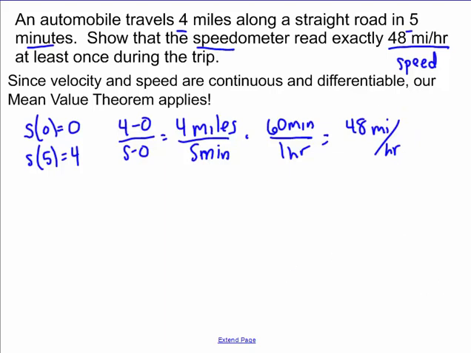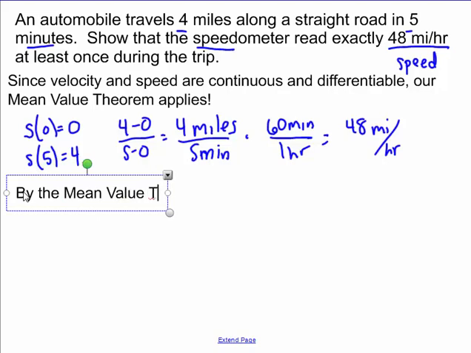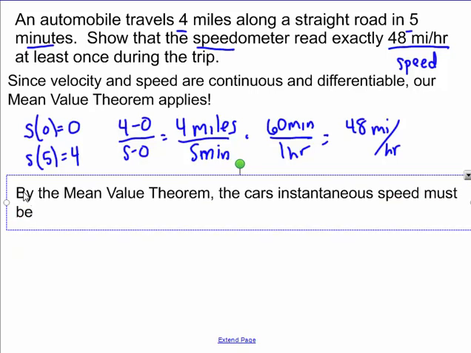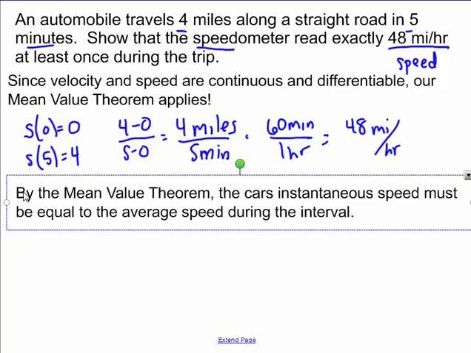Okay, so then writing a little bit more here. By the mean value theorem, the car's instantaneous speed must be equal to the average speed during the interval. And that's an application of our mean value theorem.